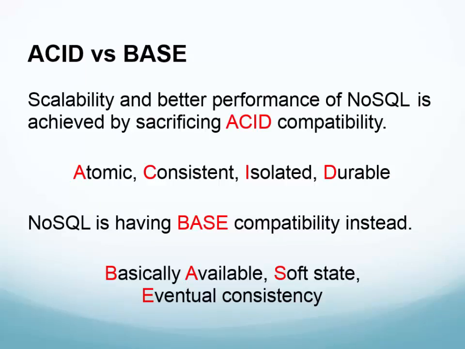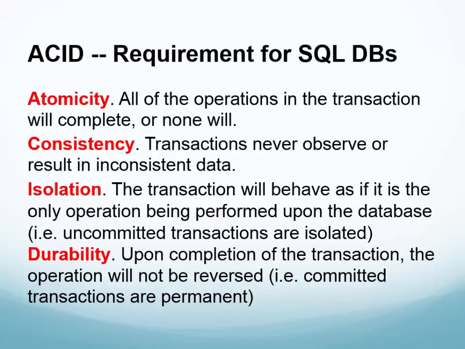This is the basic thing that creates a difference between what a NoSQL database offers and what a traditional RDBMS offers. Scalability and better performance of NoSQL is achieved by sacrificing ACID compatibility: atomic, consistent, isolated, durable. NoSQL has BASE compatibility instead: basically available, soft state, eventually consistent. The eventually consistent part is what we usually hear from our NoSQL databases. Let's go deeper into this.